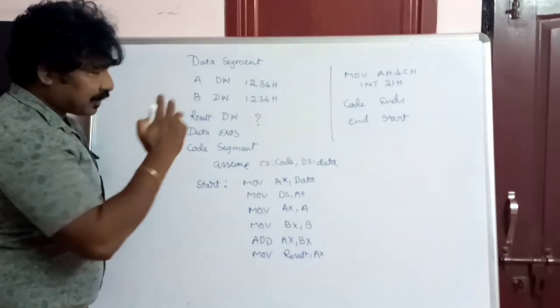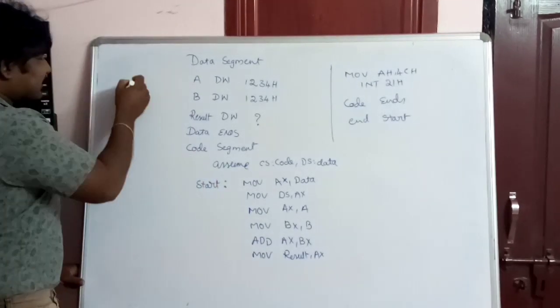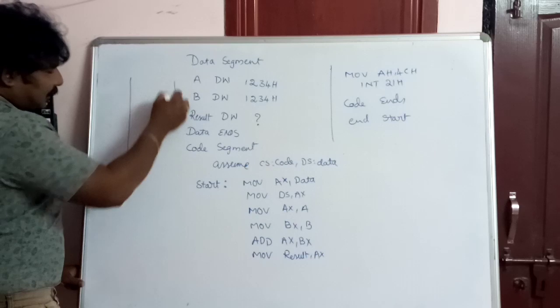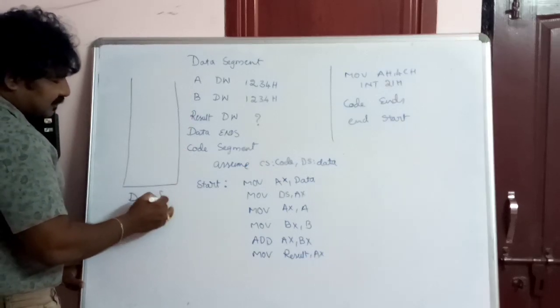So what happens when you execute this program? When you execute this program, you have to draw a data segment figure like this. So just assume that this is a data segment.